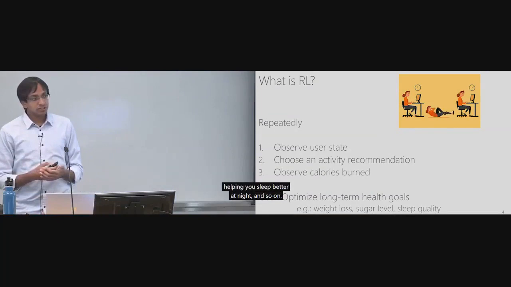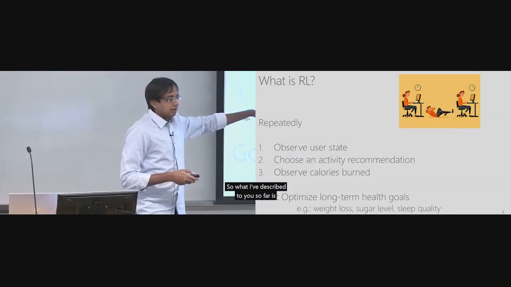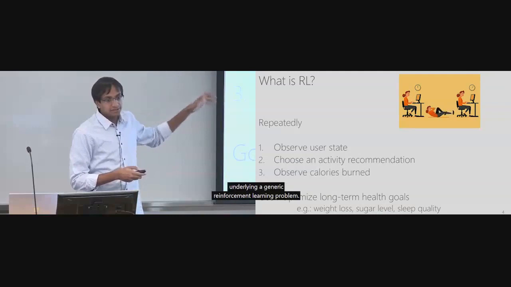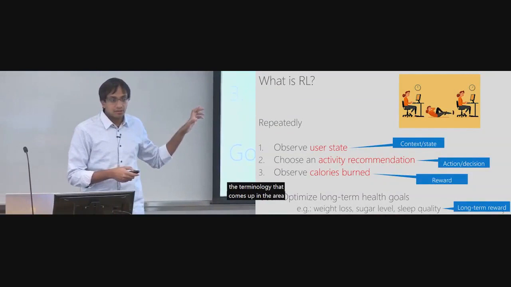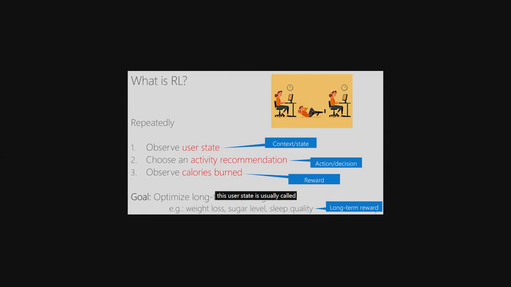Right, so what I've described to you so far is a pretty typical process underlying a generic reinforcement learning problem. So let's annotate it with some of the terminology that comes up in the area that's going to be useful for us throughout this talk. So the first thing we observe, this user state, is usually called a context or a state in the reinforcement learning parlance. And we observe this object, then we make a decision or choose an action. We'll use these two words interchangeably.